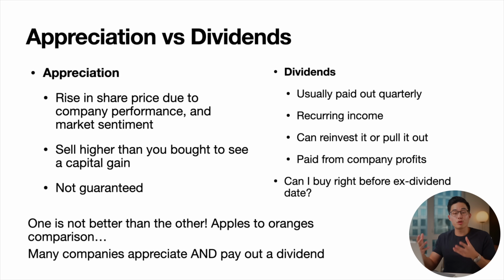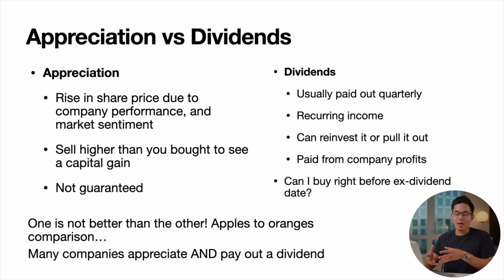With dividends, these are usually paid out quarterly, but it does depend on the company. And the great thing about dividends is that it gives you a recurring income. With this income, you can actually reinvest it into shares of that company, or you can pull it out, sort of like being paid to own the company. These dividends are paid from company profits, and this is just another way to make money from your stocks.